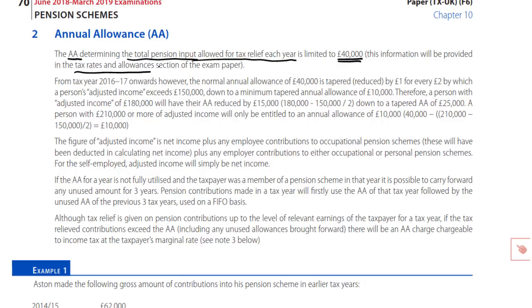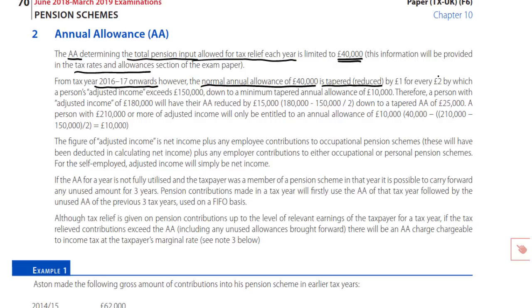That we're dealing with 17-18, but from the tax year 16-17 onwards, what was a normal annual allowance of £40,000 is actually now suffering a reduction, a tapering, in a similar way to what we just said we would have as a tapering of your personal allowance. Remember there we said if adjusted net income exceeded an income limit of 100,000, then on a 2-for-1 basis, every £2 of income in excess of that income limit, you'd reduce your personal allowance by £1.